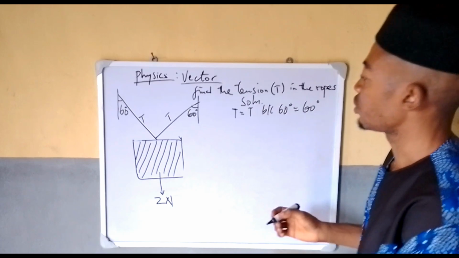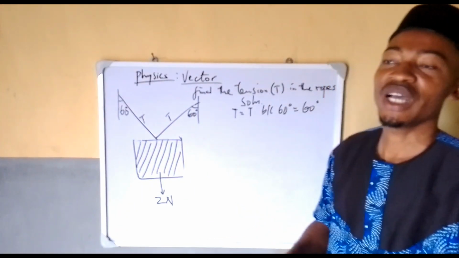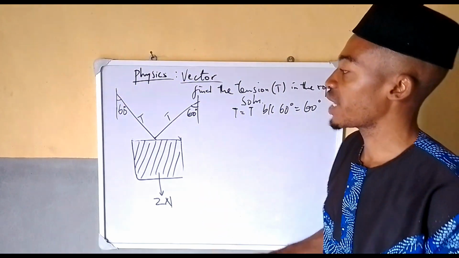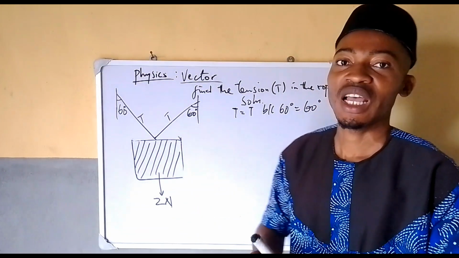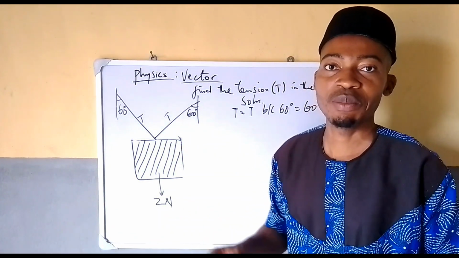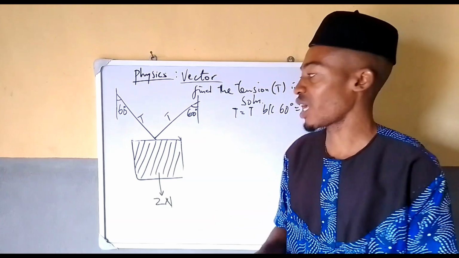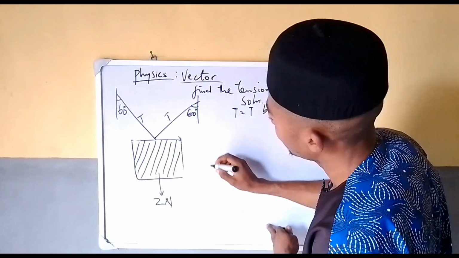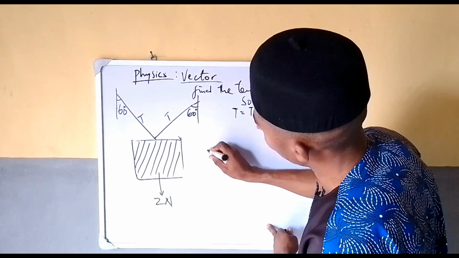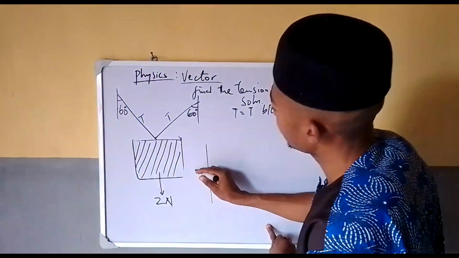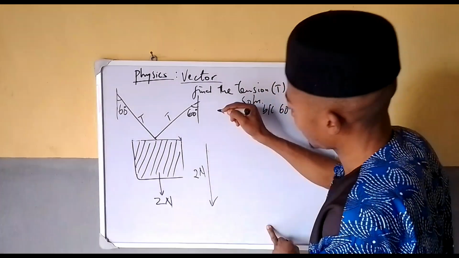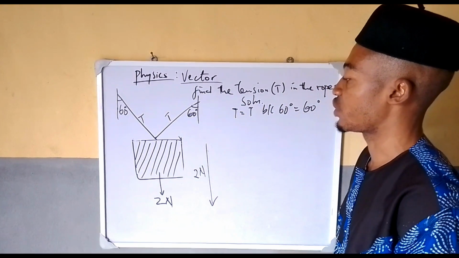So now we can resolve this as well by using the triangle method of vectors. The forces are in equilibrium and they can be represented in a triangle. So the first is, we are told that the weight of the bag is 2 newtons. So we use a thin line. This thin line now represents the weight of the bag, and it is acting downwards, which is 2 newtons.